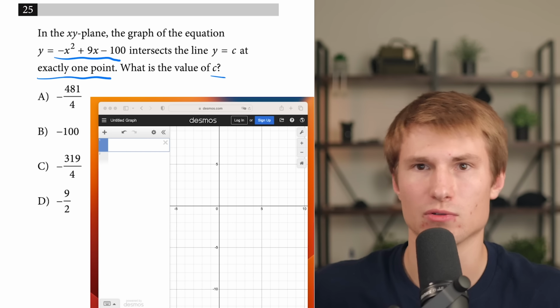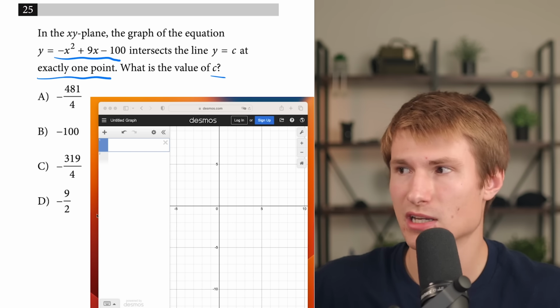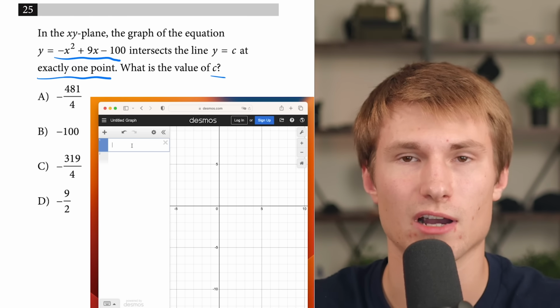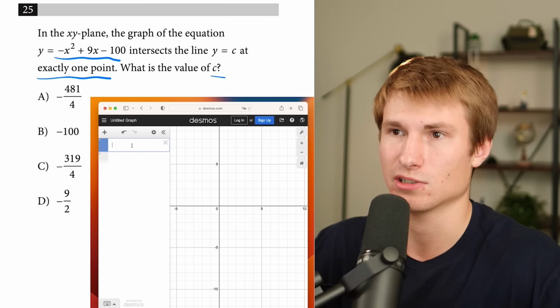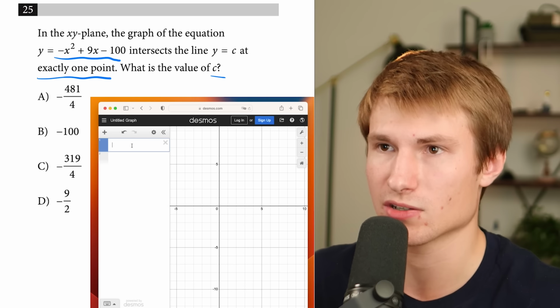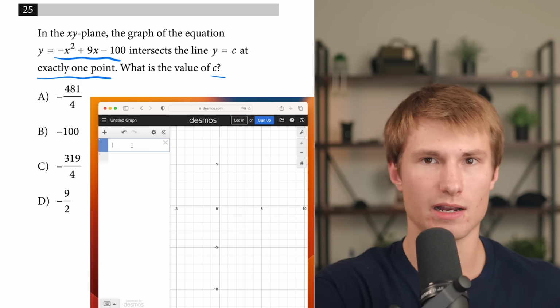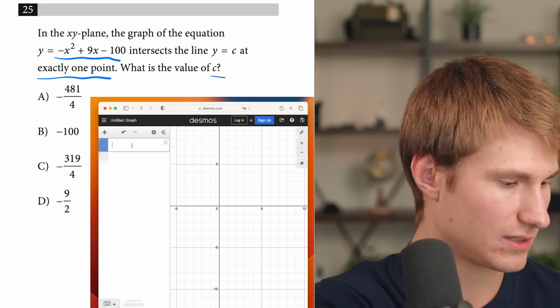Okay, there's Desmos. And the reason that we're using Desmos here is because on the digital SAT in Bluebook, the testing environment, you have access essentially to Desmos, right? It's available within Bluebook. So let's go ahead and graph this out. So it's negative x squared plus 9x minus 100. Let's quickly put this in.